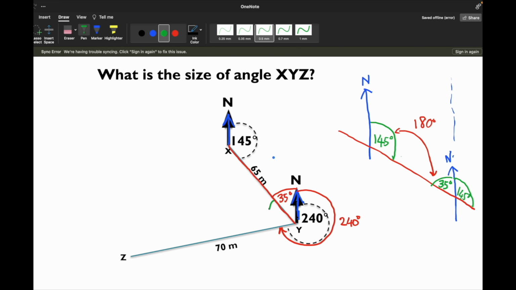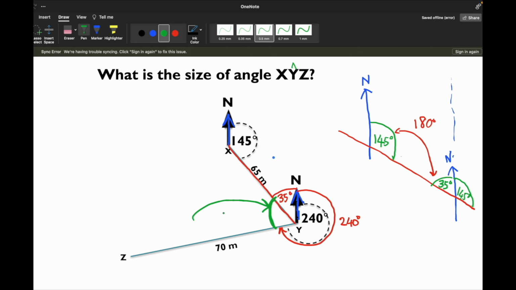360. So if I want to figure out the angle XYZ, meaning the angle in the middle here, Y, which means that I'm trying to find this angle. I now know that here is 35, here is 240. How can I work out this angle? Subtract 360 from 275. Exactly.